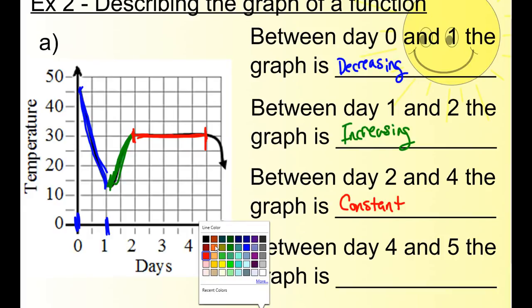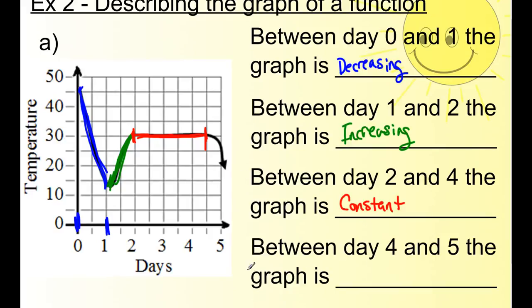I need a new color. Let's do that. Oh, purple. Ooh, I love purple. Here we go. Now, between days 4 and 5, so between here and here, so the end of this, the graph is decreasing again.